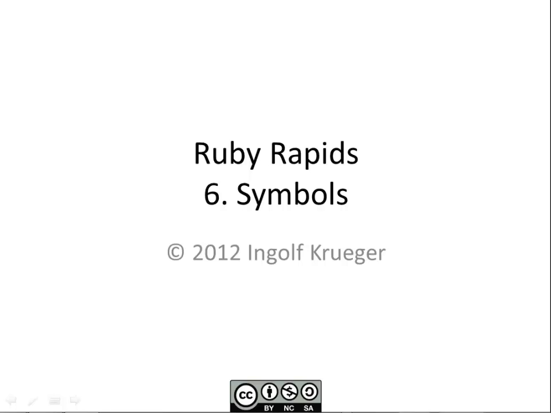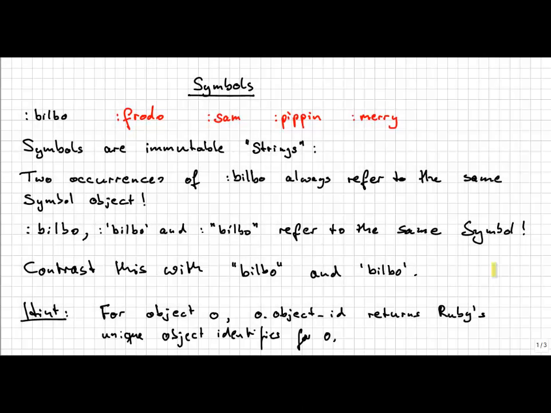Symbols in Ruby are particularly useful as keys in hash maps, and so we are looking at symbols now as our next data type. Symbols in Ruby look much like identifiers, just with a leading colon. So :Bilbo is an example of a symbol, and so is :Frodo, :Sam, :Pippin, and :Merry.